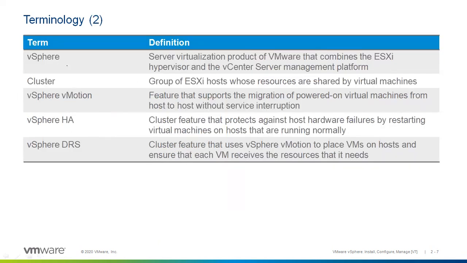Then what is vSphere? vSphere is just a suite of your virtualization products, and the available features in ESXi and vCenter together are called vSphere. Cluster, a group of hosts that you are going to create. I showcased it to you a minute ago. vSphere vMotion, moving virtual machines from one ESXi host to another ESXi host. vSphere high availability is just a feature of a cluster.